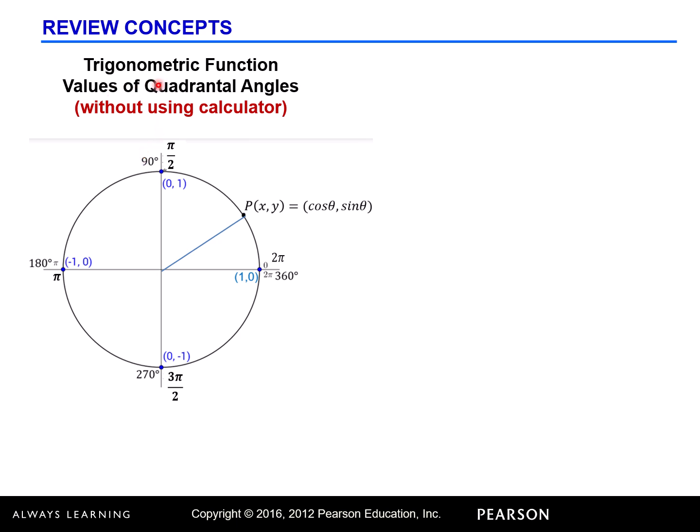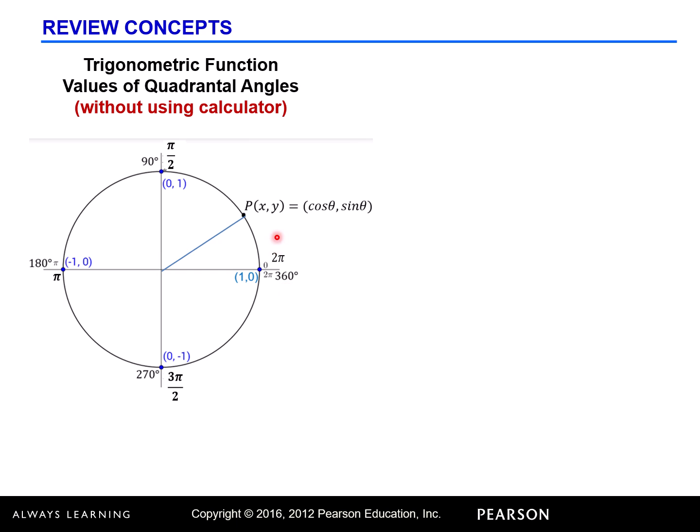So the first is trigonometric function values of quadrantal angles. When you say quadrantal angles, these are angles whose terminal side lies on the axis. So they are 0 or 2 pi, then 90 degrees or pi over 2, 180 degrees or pi, 270 degrees or 3 pi over 2, or 2 pi or 360 degrees.